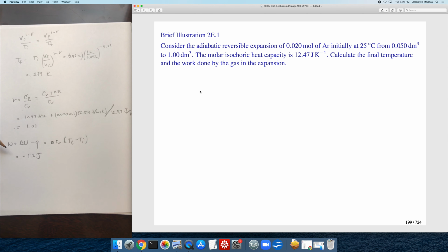To calculate the work, I take delta U minus Q. Q is equal to 0. Delta U is equal to Cv times TF minus TI. I just take the temperature difference and multiply by the heat capacity, and I get this value in joules.